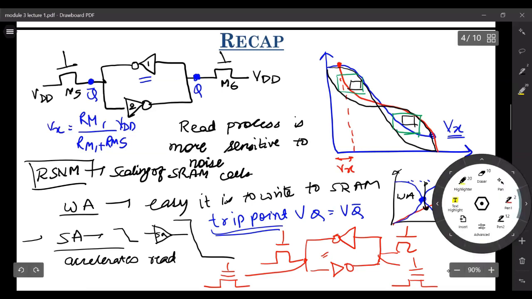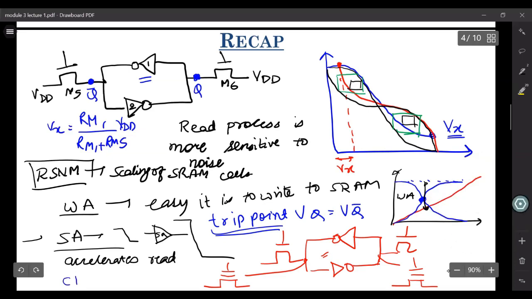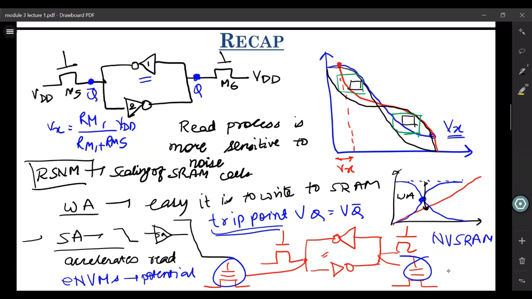And we also saw and discussed why the emerging non-volatile memories could be potential candidates to replace this SONOS in an NVSRAM. So that kind of finished our first module on SRAM cells.